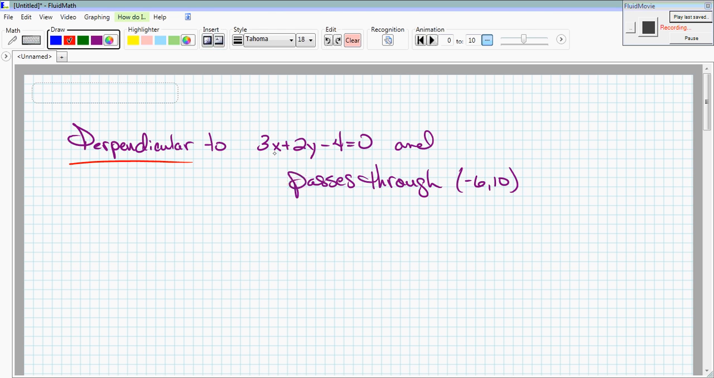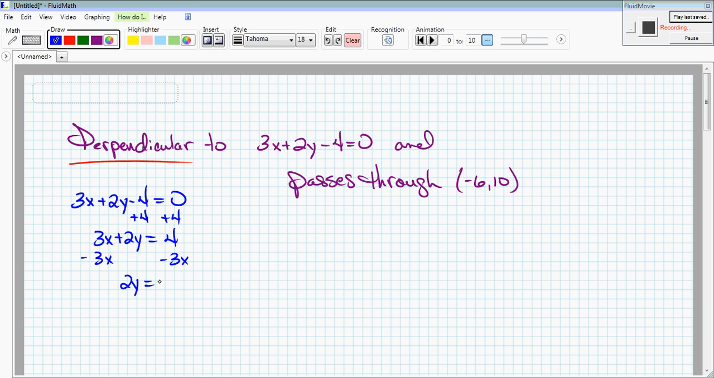So when we take a look at this equation here, 3x plus 2y minus 4 equals 0, we don't know the slope because it's not in slope-intercept form, so that's the first thing that we have to do. We have to find the slope. So what we're going to do is take 3x plus 2y minus 4 equals 0 and isolate y. So we're going to add 4. So 3x plus 2y equals 4.